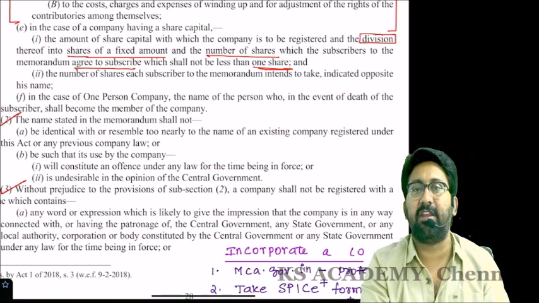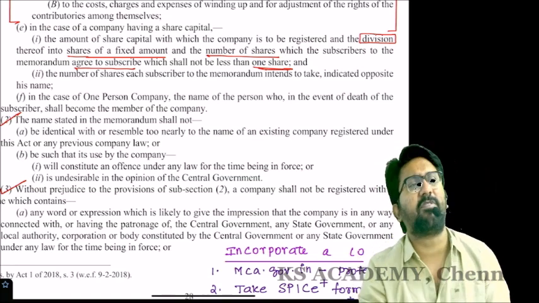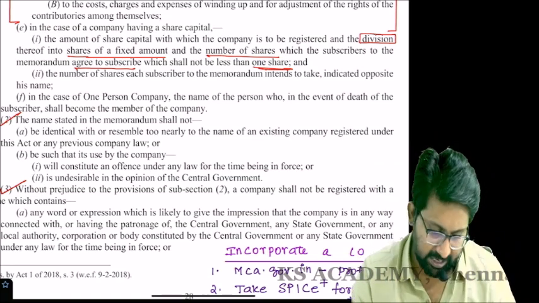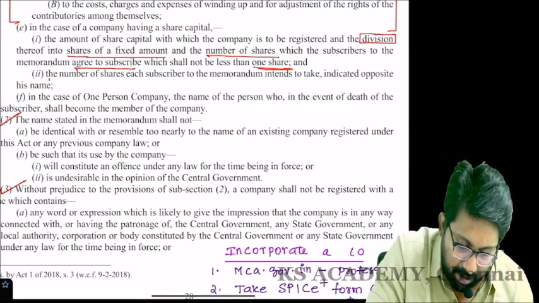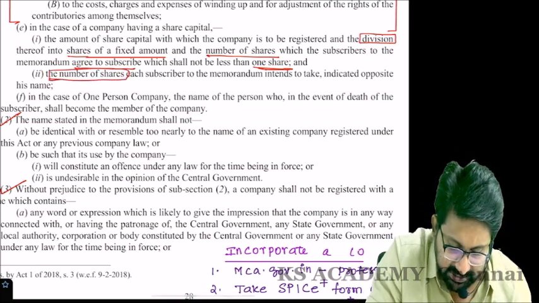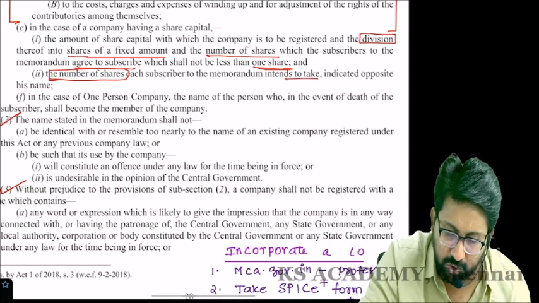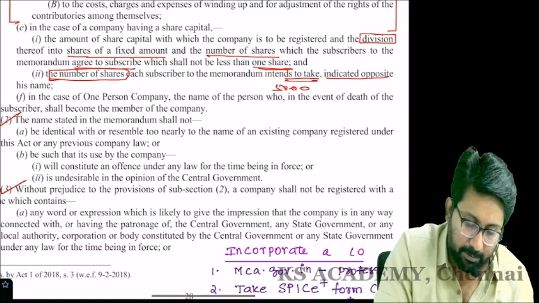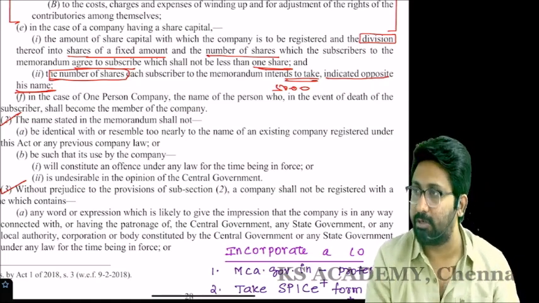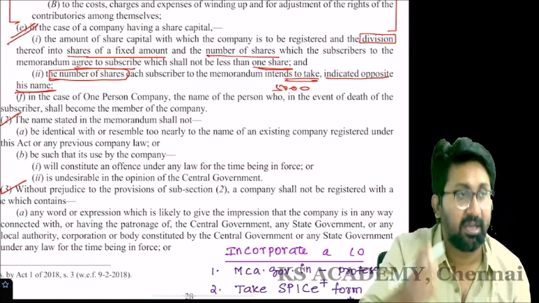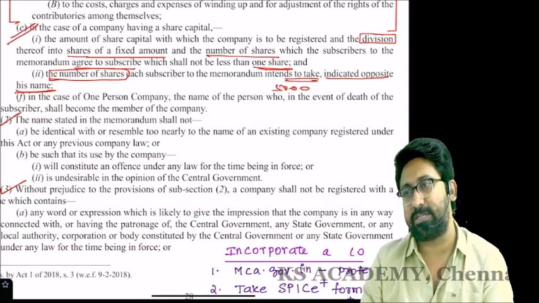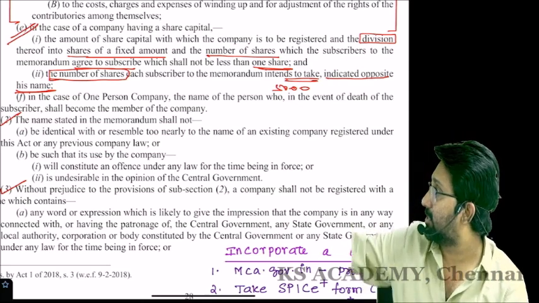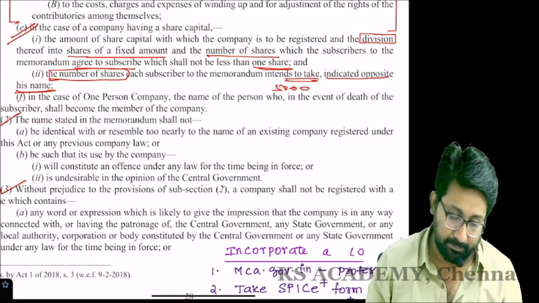That means every subscriber to the memorandum should subscribe for at least how many shares? 1 share. The number of shares each subscriber to the memorandum intends to take, how much in my example? 5,000, indicated opposite his name. That's all. This is what is contained in which clause? Capital clause of the memorandum. No explanation required for this, nothing great. Just read for a minute, then we'll go to the next one.